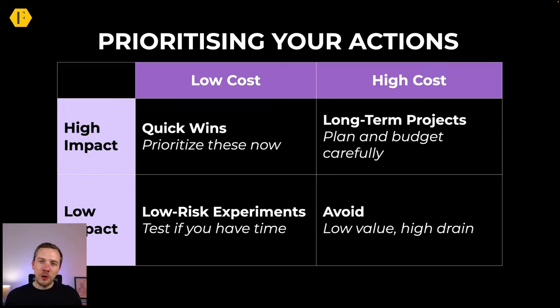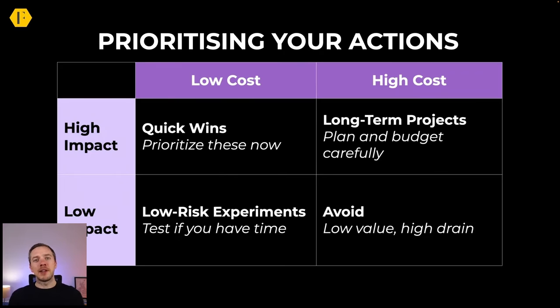Then you have things that are low cost and low impact. These are your experiments. You can test these out and you should always have a couple of things that you're doing here. But you can test these out and see if they work. Then obviously avoid the things that are high cost or low impact. It doesn't make any sense to pursue them. But always prioritize what you're doing by this kind of framework.